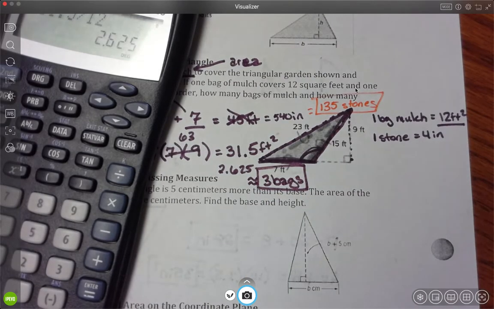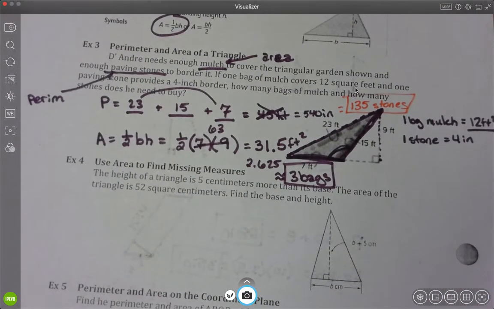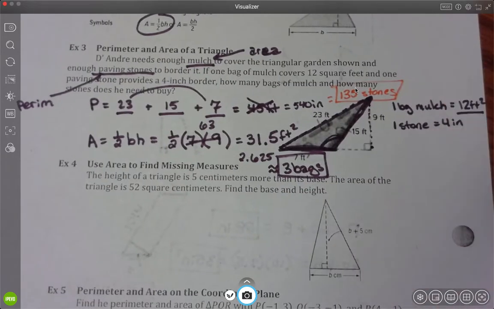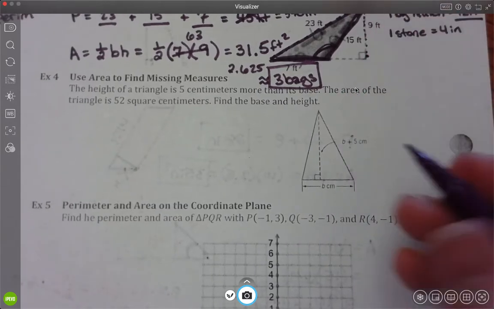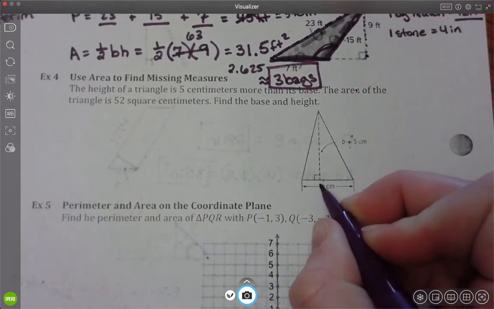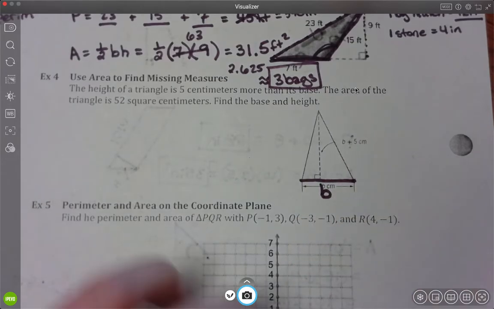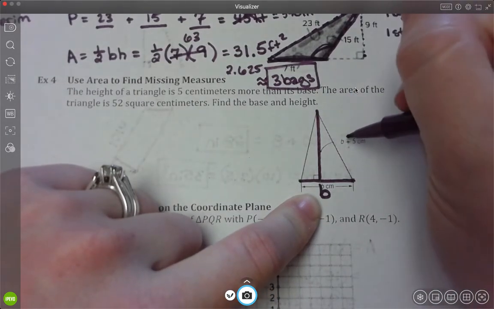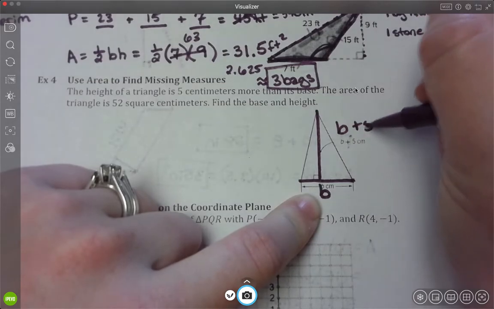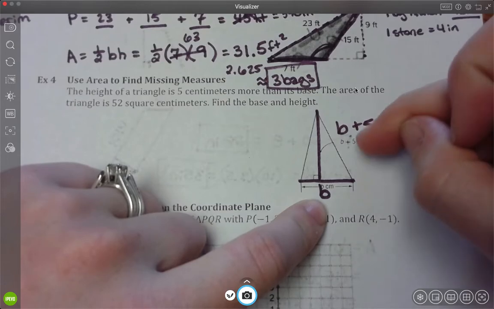All right, moving on. Example 4: the height of a triangle is 5 centimeters more than its base. So we're going to label the base as some value. They call it B. So the base here is labeled as B, and if the height is 5 more than that, then the height is represented as B plus 5, just like they have here. I'll write it in there bigger. So the base is B, and the height is 5 more than the base, so B plus 5.